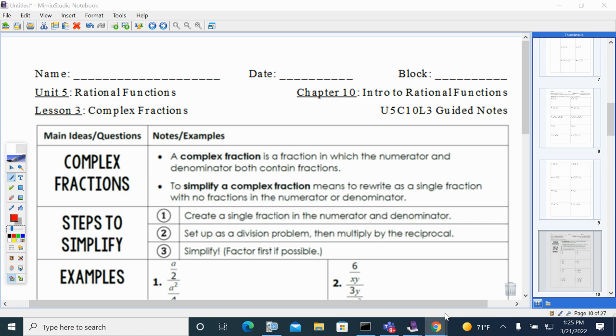The steps to simplify: step number 1 says to create a single fraction in the numerator and denominator. Step number 2 says to set up as a division problem, then multiply by the reciprocal. And then thirdly, we want to simplify, factor first if possible.